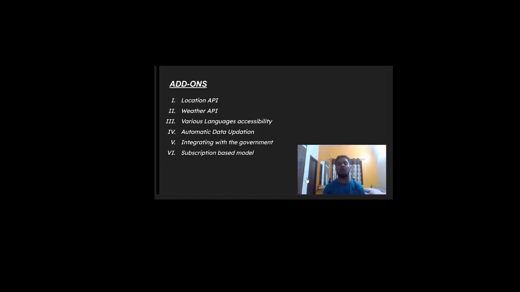So now let us talk about the add-ons. Before talking about add-ons, first we need to know what add-ons are. They are basic features added to a project or an app or a website to increase its functionality. So in our project, we are going to add some add-ons such as location API and weather API, by which the users need not fill the location and the weather related parameters such as rainfall and temperature. It will be filled automatically using this API.